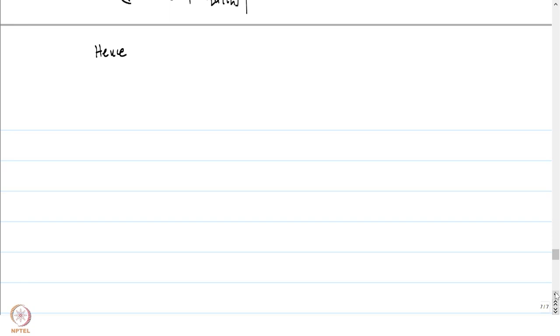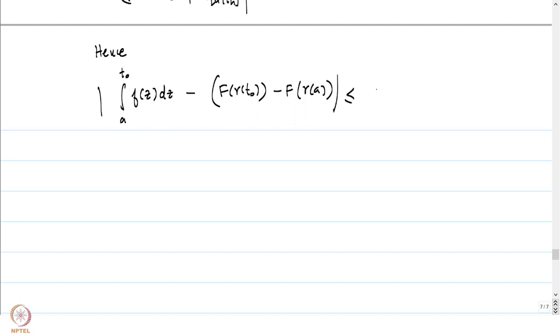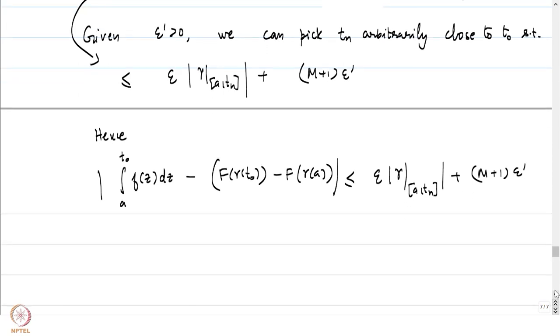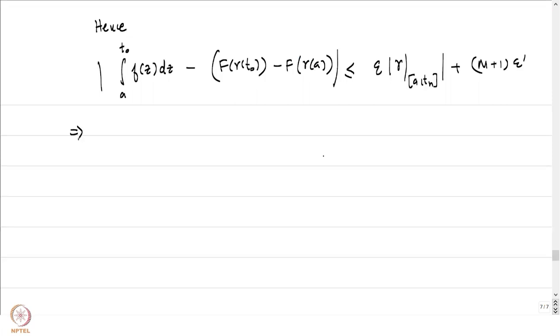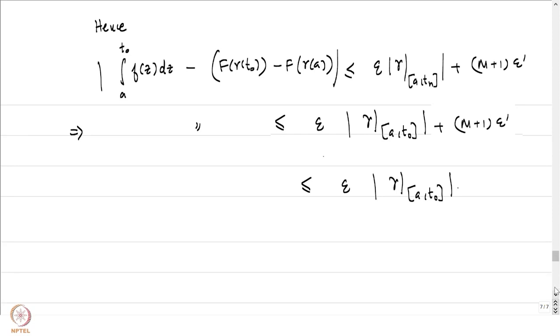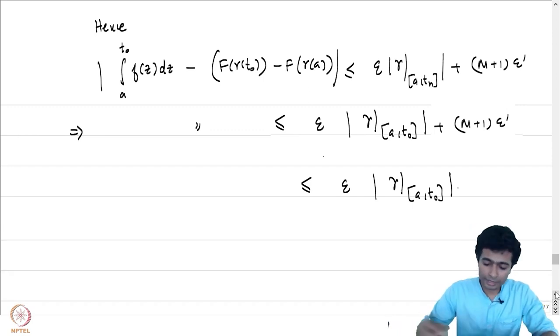Hence, what do we have? The absolute value of the integral of f(z) from a to t naught minus F(gamma(t naught)) minus F(gamma(a)) is less than or equal to epsilon times the arc length of gamma restricted to [a, t_n] plus (M plus 1) times epsilon prime. And this is true for every epsilon prime. So, this tells us that the quantity here is in particular less than or equal to epsilon times the arc length of gamma restricted to [a, t], which hence is less than or equal to epsilon times the arc length of gamma restricted to [a, t naught]. And that is precisely what we had set out to prove. And therefore, t naught belongs to omega epsilon, and hence omega epsilon is closed.